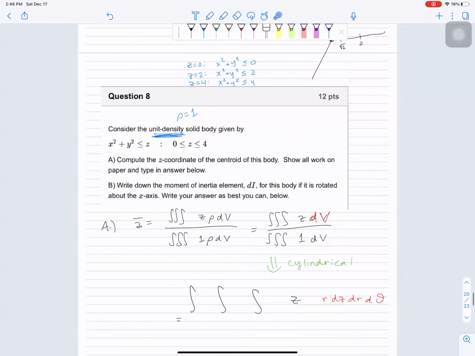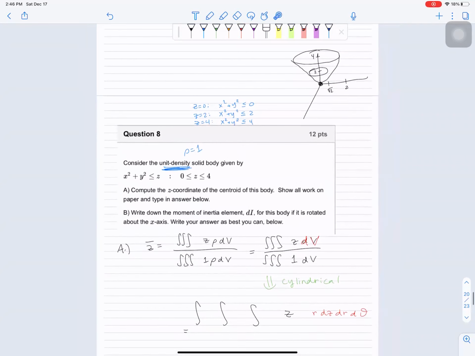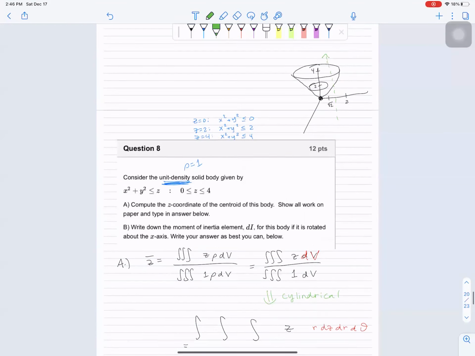What about my bounds? Where does z start? How do I get the z bounds? Well, to get the z bounds, what do I always do? I draw a line in the increasing z direction. So I have that green line. Where does z enter? It enters at x squared plus y squared. How can I rewrite x squared plus y squared in cylindrical coordinates? Well, in cylindrical coordinates, x squared plus y squared is r squared. So z enters at r squared.